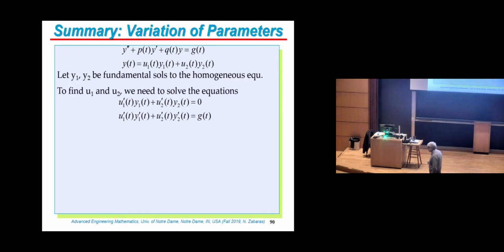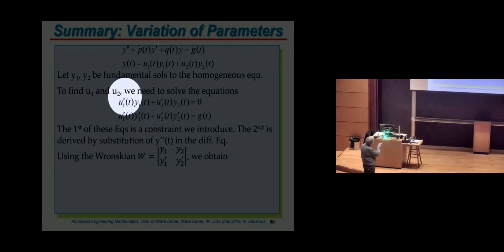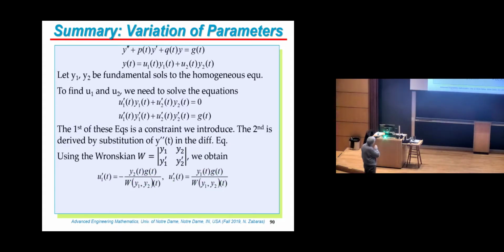So you have two equations for the two functions u1 and u2, and you know how to solve a system of two equations with two unknowns. So when you do that, obviously you can see the coefficient matrix there is the Wronskian, y1, y1 prime, y2, y2 prime. It's here. And you can write the solution directly as what you see on these equations. And obviously, these equations give you derivatives for u1 and u2. So you're going to have to integrate.